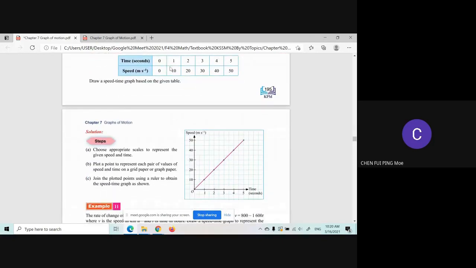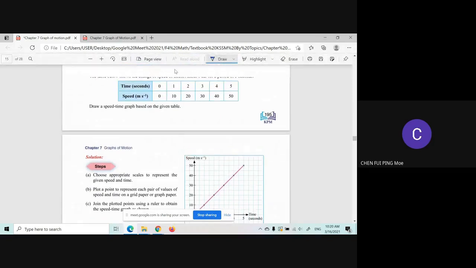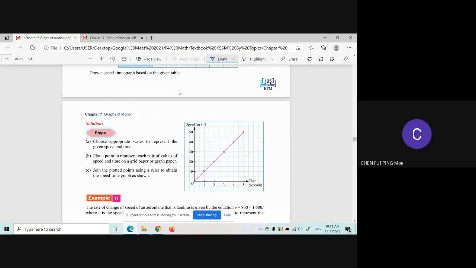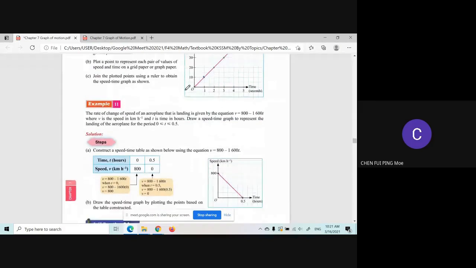Very simple. You see the time 0 until 5, so you draw the scale 0, 1, 2, 3, 4, 5. And then for the speed 0, 10, 20, 30 like this. So you draw the y-axis, x-axis, plot the points, and draw a straight line using a ruler. This is the speed time graph if they give you the data.